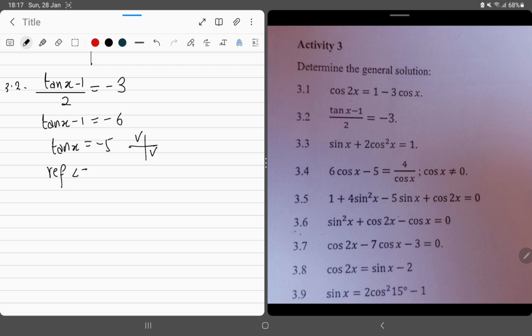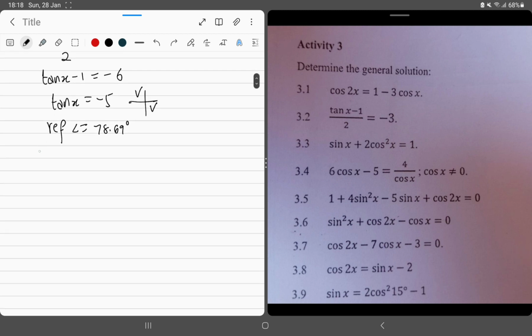The reference angle is equal to arctan of 5, 78.69 degrees. So when I do the arctan, you'll notice that I don't include the negative. The negative tells you the quadrants that you have to work in, so you don't include it when you're finding the reference angle. So I'm going to work in quadrant 2 and quadrant 4.